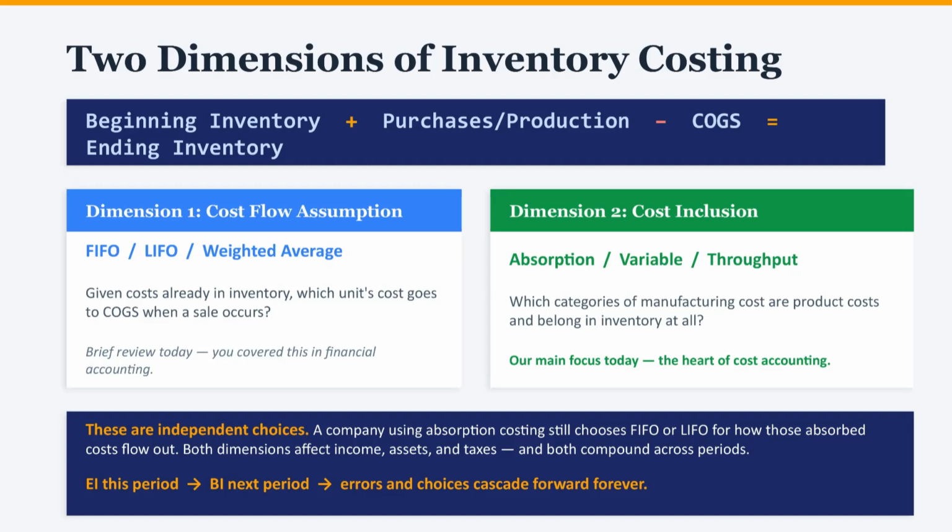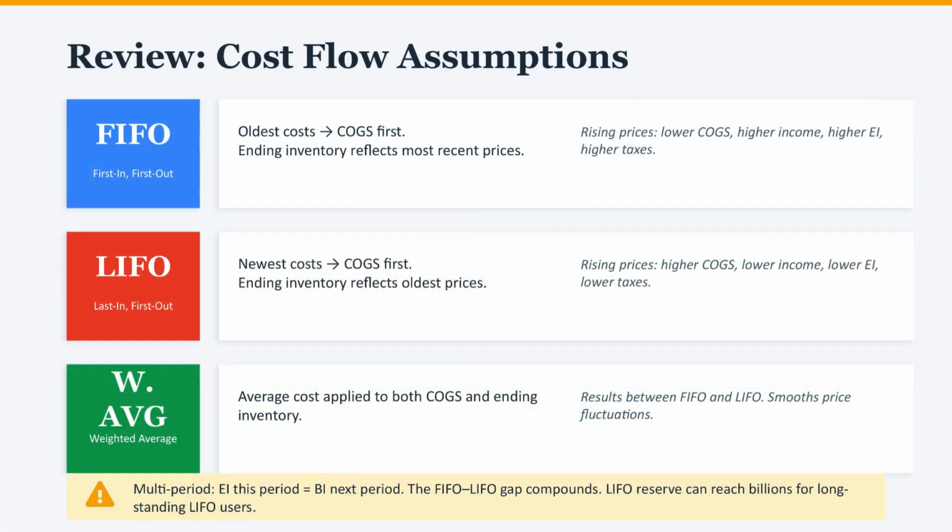The three cost flow assumptions determine how that split occurs. Cost flow assumptions answer which unit's cost goes to COGS. But for manufacturers, a more fundamental question comes first. Which categories of cost belong in inventory at all? That is the subject of absorption, variable, and throughput costing. Let's examine the three cost flow methods in detail. Each method, FIFO, LIFO, and weighted average, follows a distinct approach determining cost of goods sold and ending inventory.